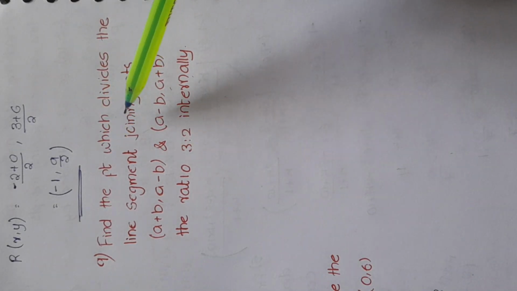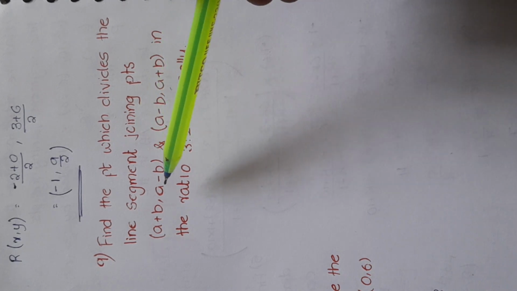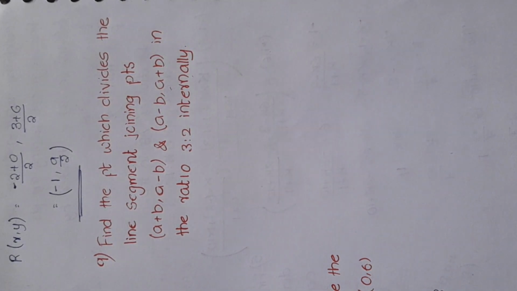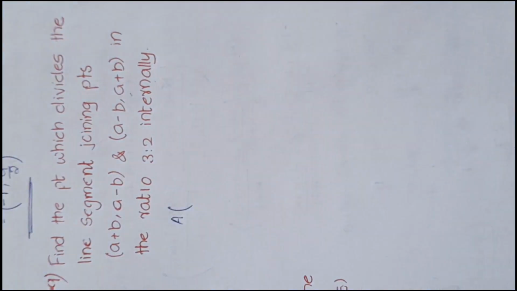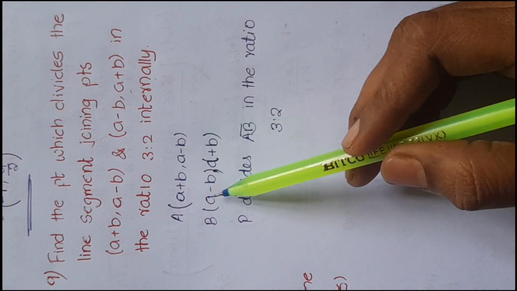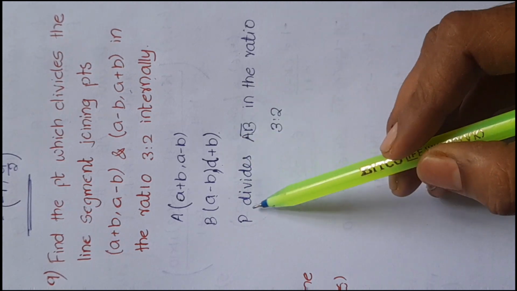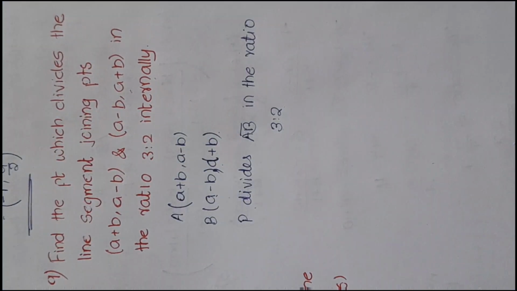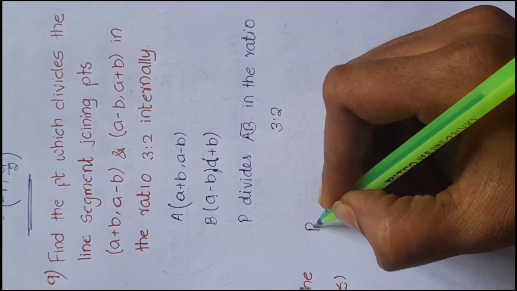Ninth question is: find the point which divides the line segment joining the points A(a+b, a-b) and B(a-b, a+b) in the ratio 3:2 internally. Let us name the points A and B. Let the point A be (a+b, a-b) and point B be (a-b, a+b). Now the point P divides line segment AB in the ratio 3:2. By using the section formula, P divides AB.